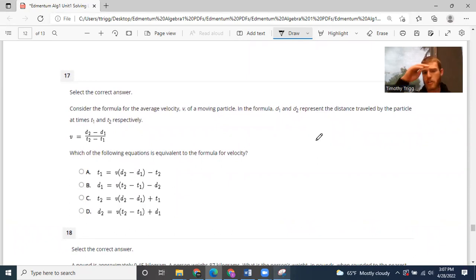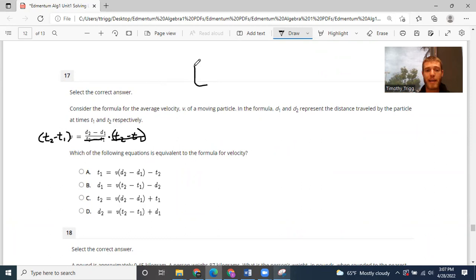Okay. We did one very similar to this before. Which of the following equations is equivalent to the formula for velocity? So here we have a lot of subscripts. You just read this as velocity equals d sub 2 minus d sub 1 divided by t sub 2 minus t sub 1. Now my first step will be to multiply by that denominator, t sub 2 minus t sub 1. That cancels with this one's denominator, but that means you need to multiply it on the other side as well. T sub 2 minus t sub 1.